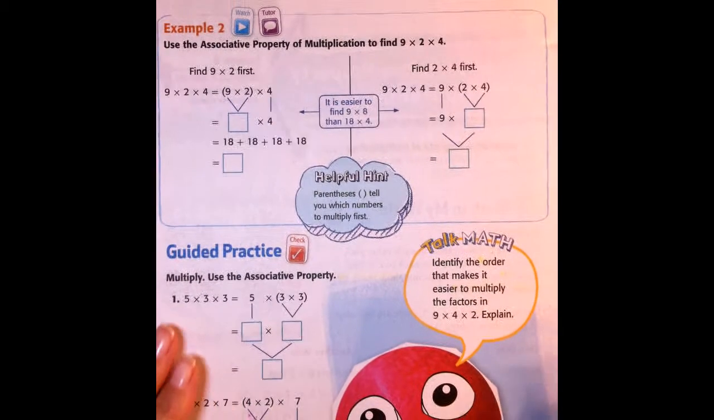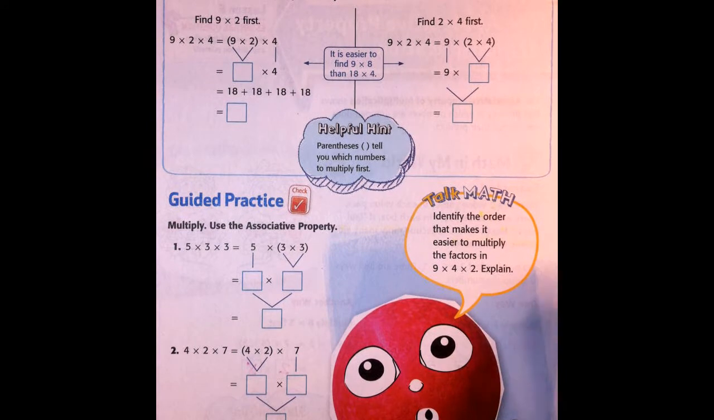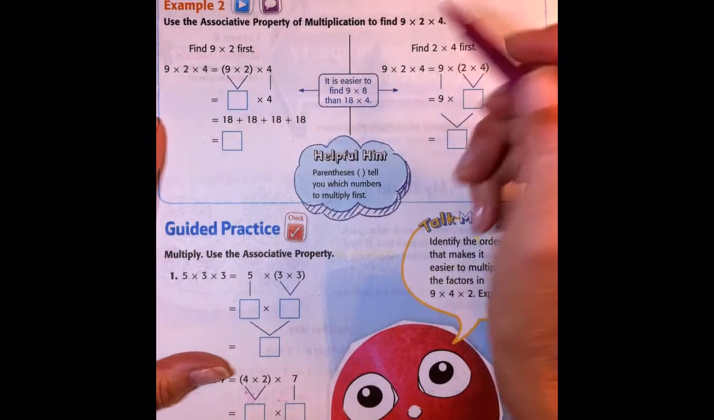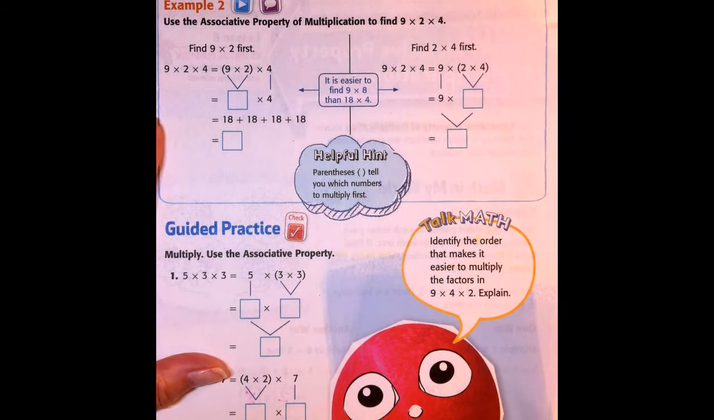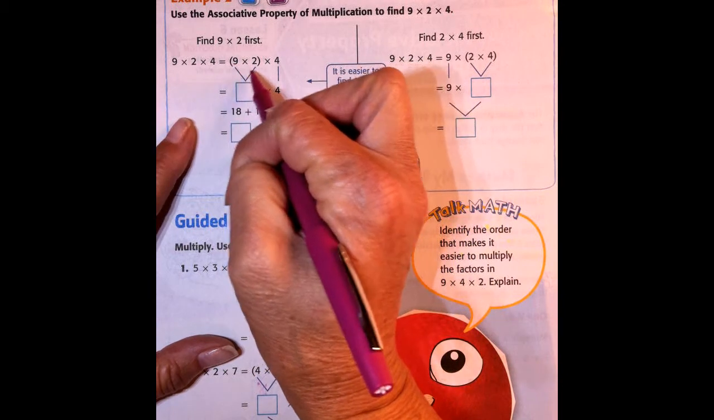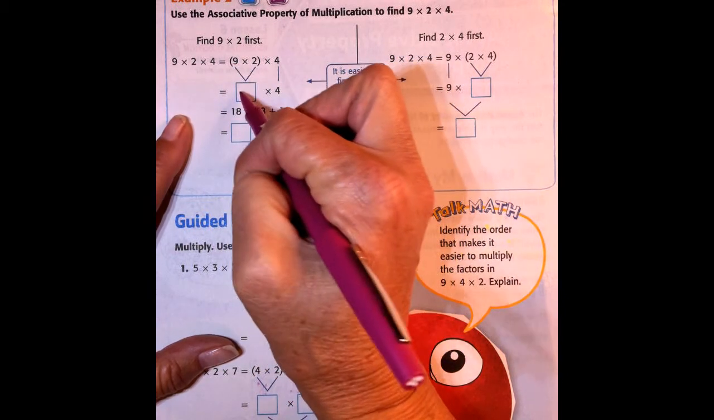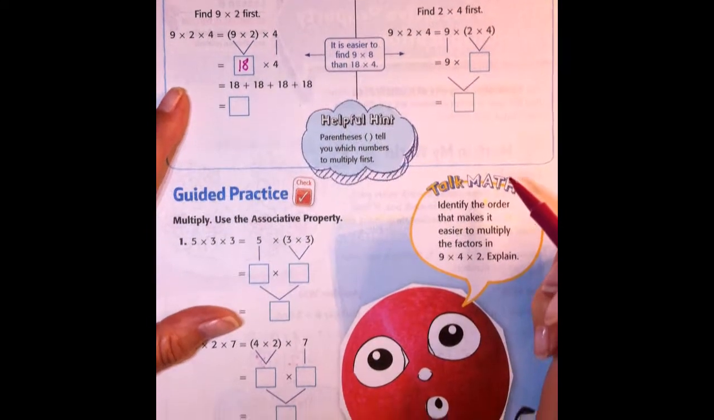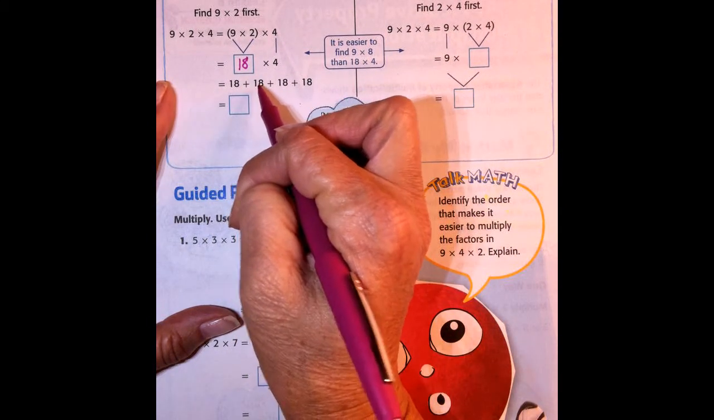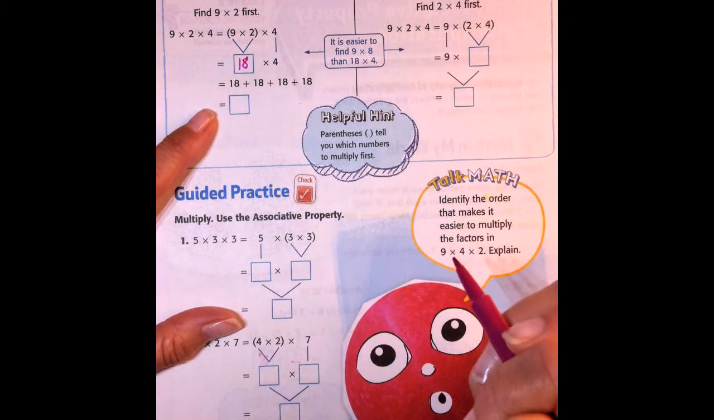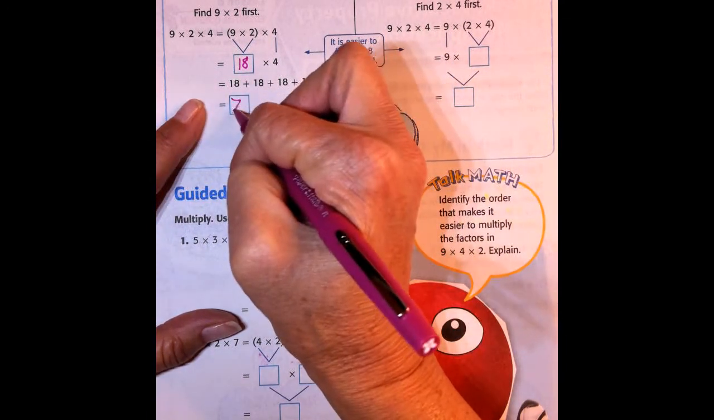Let's take another look at a different example. Still the same property of using the associative property of multiplication to find 9 times 2 times 4. So let's take a look at how this is grouped. The first one is grouped as 9 times 2 first, which gives me 18. And I still bring down that 4. 18 plus 18 plus 18 plus 18, that repeated addition is going to give me the answer 72.